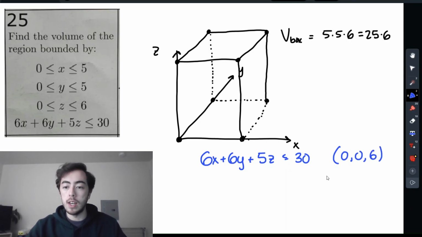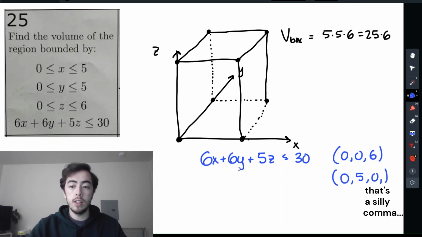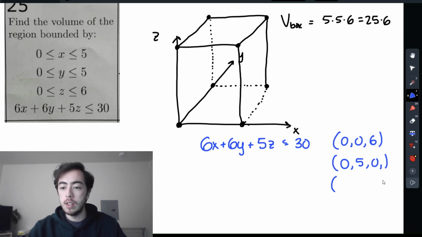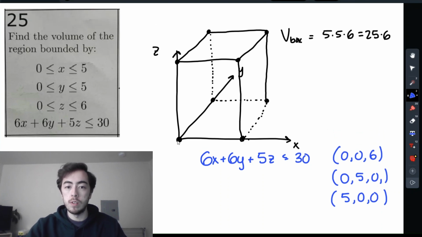Using the same reasoning, I could set x and z equal to 0. This shows that y being 5 is totally valid, and also any numbers less than 5 should be fine. And then, same idea, I can get the point 5, 0, 0. So on my 3D graph, 0, 0, 6 should be this point right here. 0, 5, 0 is this one, and then 5, 0, 0 is that one. And I can connect all 3 of these points in a plane. And so this is the shape that we're trying to find the volume of.